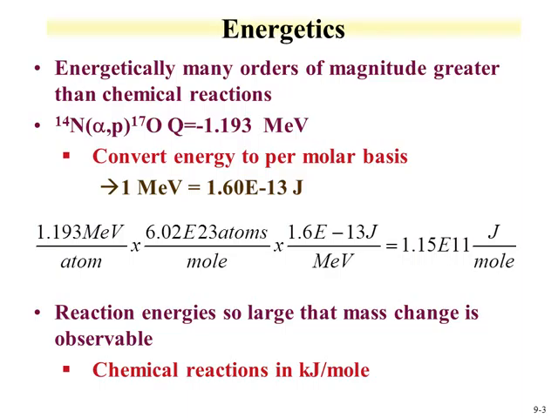We use a conversion term of 1 MeV is equal to 1.6 times 10 to the minus 13 joules. So we can describe our reaction from MeV per atom into joules per mole, and we see that this reaction winds up being on the order of 1 times 10 to the 11th joules per mole. And these reaction energies are so large that mass change is observable. It's good to remember that chemical reactions tend to be on the order of kilojoules per mole. And that's one of the reasons this is a reaction that requires energy, but for instance fission, which gives off energy, shows why that can have such high energy densities.